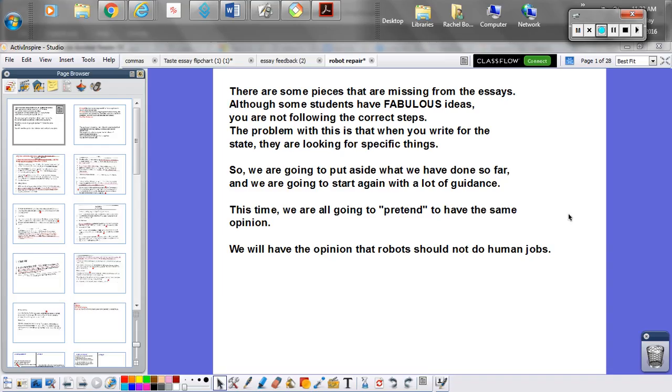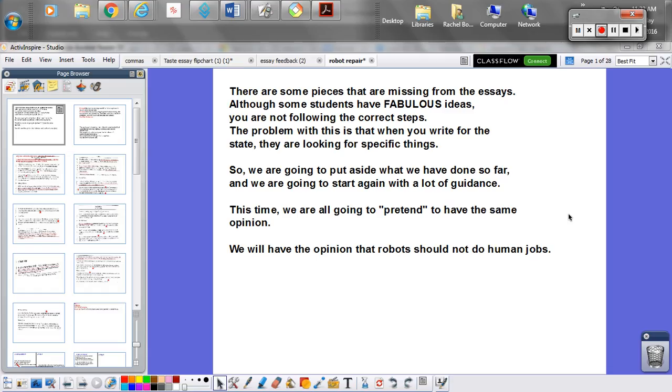Okay, there are some pieces that are missing from the essays that we have written. Although some students have fabulous ideas, you are not following the correct steps. The problem with this is that when you write for the state, they are looking for specific things. So we're going to put aside what we have done so far, and we're going to start again with a lot of guidance and heavy modeling.